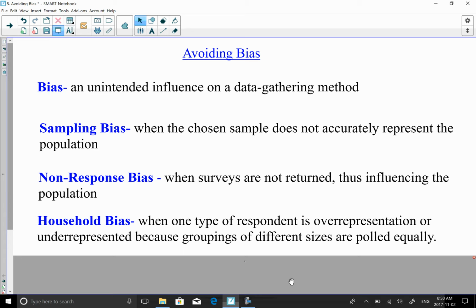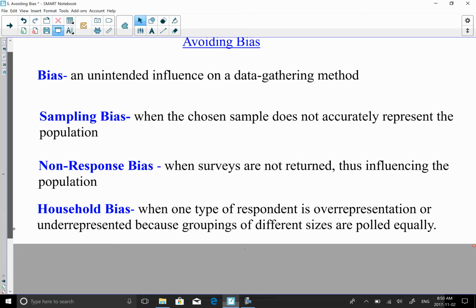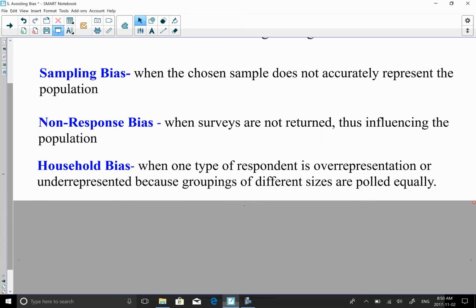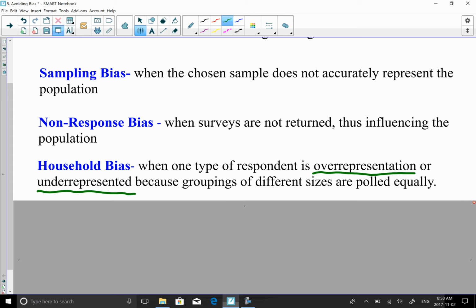Household bias is when one type of respondent is overrepresented or underrepresented, because groupings of different sizes are polled equally.